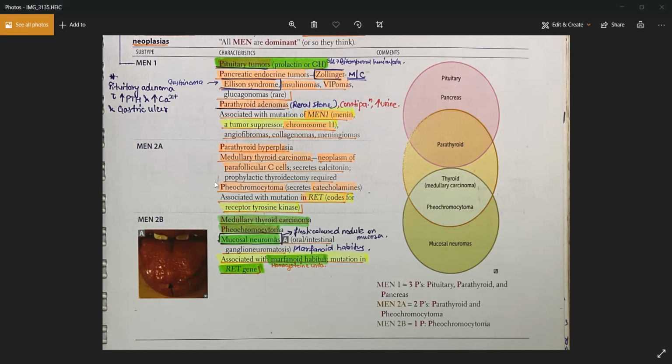Similar thing for the MEN2A, similar thing for the MEN2B. They will give you the history of 2 of the 3 tumors, and they will ask you what would be the next step in the management of the patient. And that would be to test the patient for other tumors also.